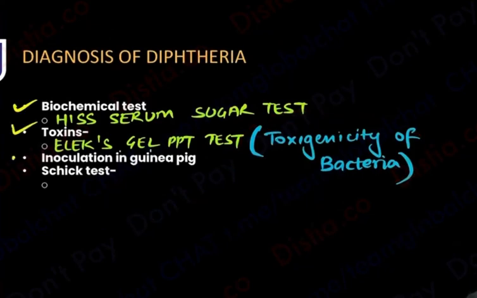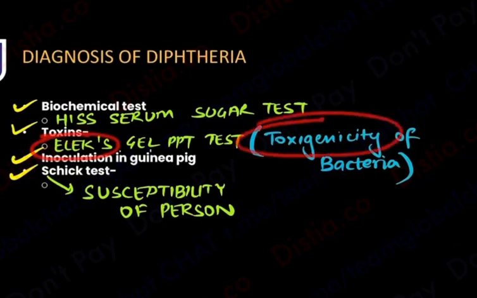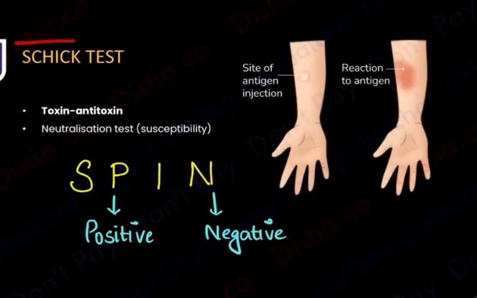Then like with any other bacteria, you can do inoculation into a guinea pig. And the last one is known as the Schick test. S for S: the Schick test is done to know the susceptibility of humans, whether a person is immune or whether a person is susceptible. So note these first words: Elek is done to know the toxigenicity, and S for S, the Schick test, is done to know the susceptibility. Can you please recall what the Schick test is? Susceptibility means it's an intradermal injection, a toxin-antitoxin reaction. What did I do in this? I have put an antigen, in other words, I have put a toxin.